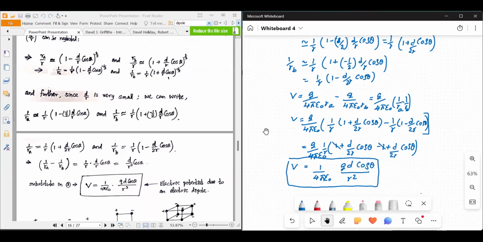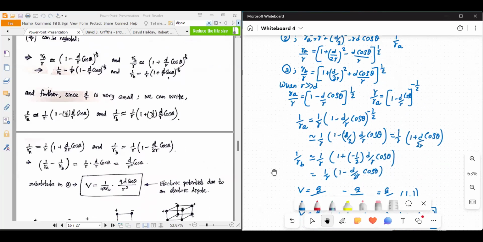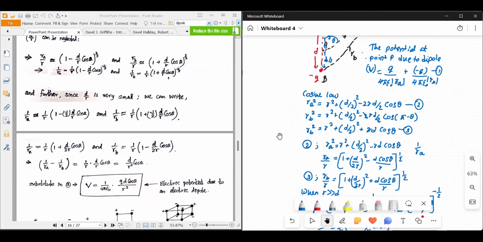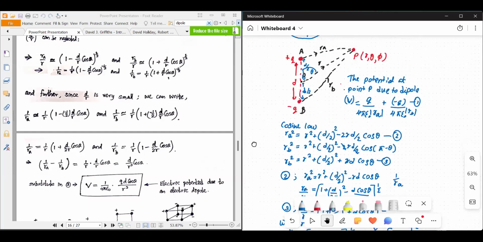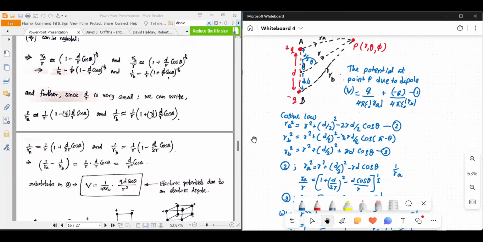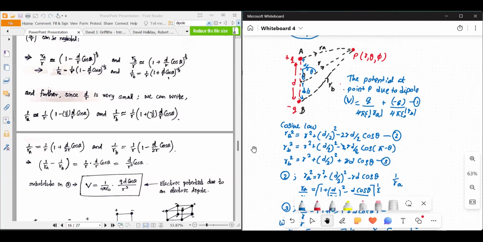So any question up to this point? Is this simplification clear to you, or any questions? Anything? So if you have any questions, you can raise your hand, or otherwise you can chat, or you can speak.